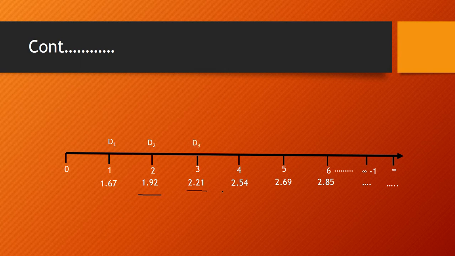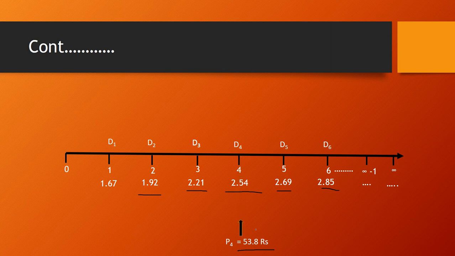2.21 we have calculated to be D3, 2.54 we have calculated to be D4, 2.69 is D5 and 2.85 is D6. And we have also calculated P4. Now we have calculated P4 to be 53.8. Now if you are going to see, P4 is coming out at the end of 4th year.